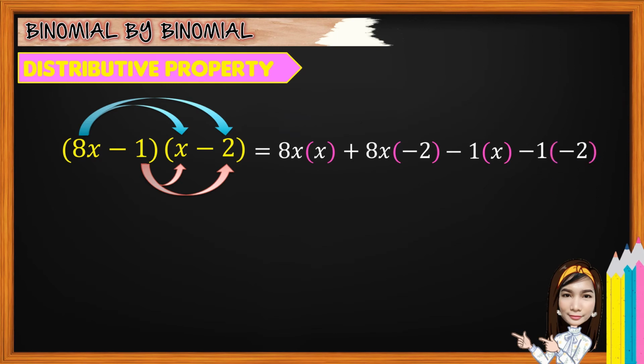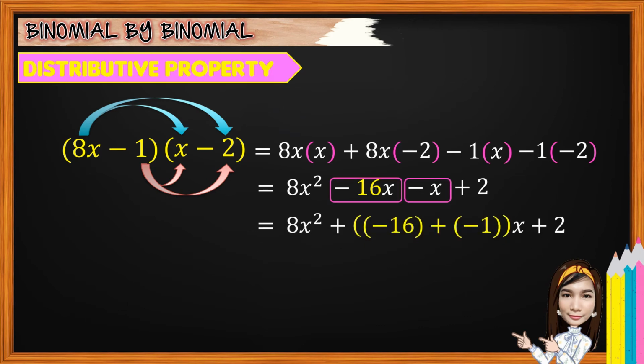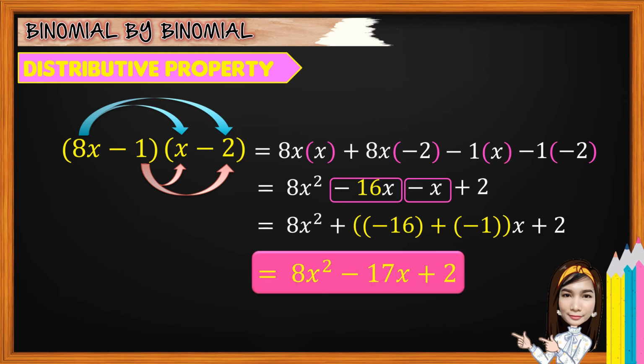Then perform multiplication. 8x times x is equal to 8x squared. 8x times negative 2 is equal to negative 16x. Negative 1 times x is equal to negative x. And negative 1 times negative 2 equals positive 2. Then combine similar terms. So we have 8x squared plus, add the numerical coefficients. So negative 16 plus negative 1 is equal to negative 17x plus 2. So the product is 8x squared minus 17x plus 2. Now as you notice, using the FOIL method and distributive property, we come up the same answer.